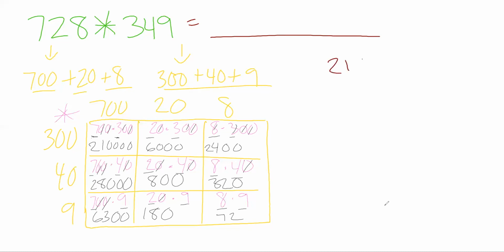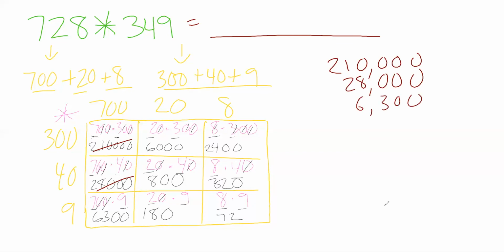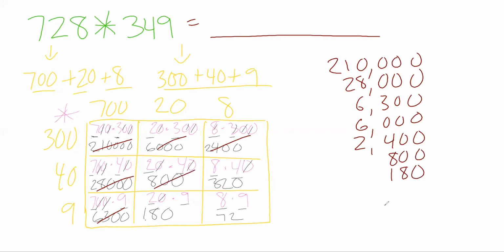Okay, so the first number I have is 210,000. Right, double checking. All right, we have 28,000 underneath that. And we have 6,300. Okay, we have 6,000. We have 2,400. 800. We have 180. 320. I'm going to stop there. I'm just feeling uncomfortable about my space. I'll add the 72 on to the very end here. So don't worry, I have not forgotten you, 72. I will be back.